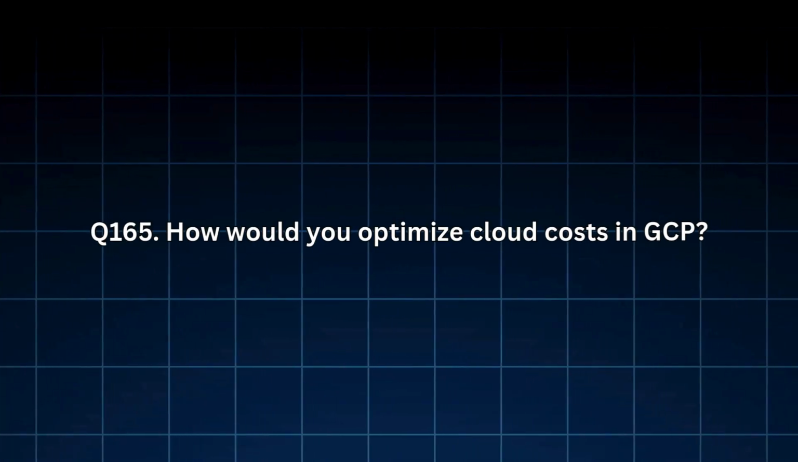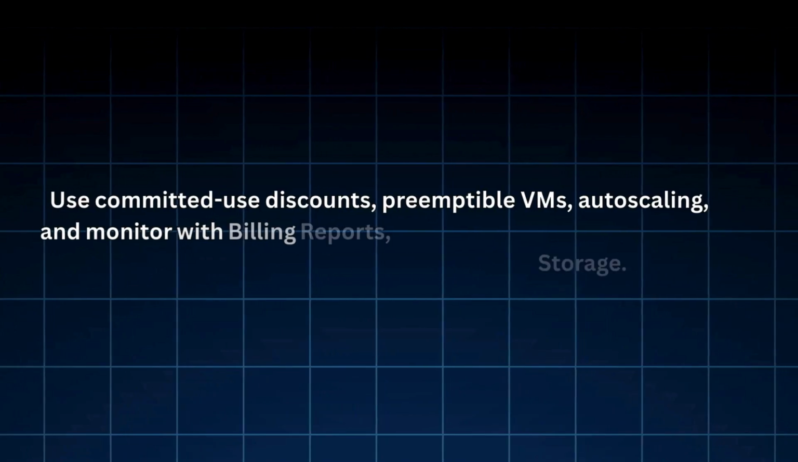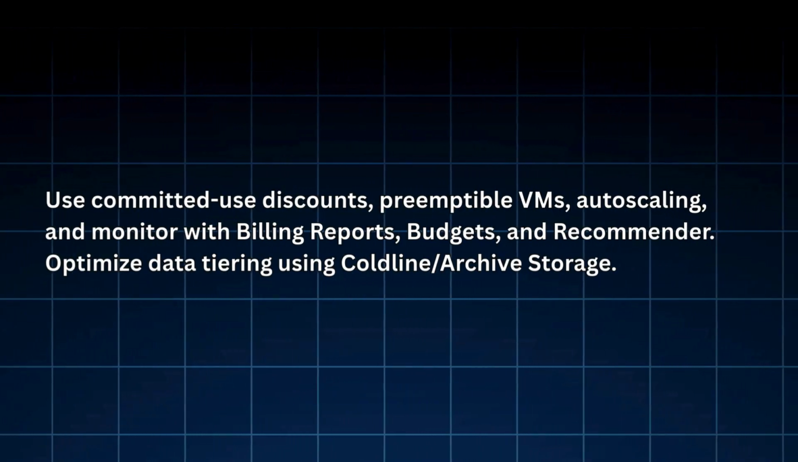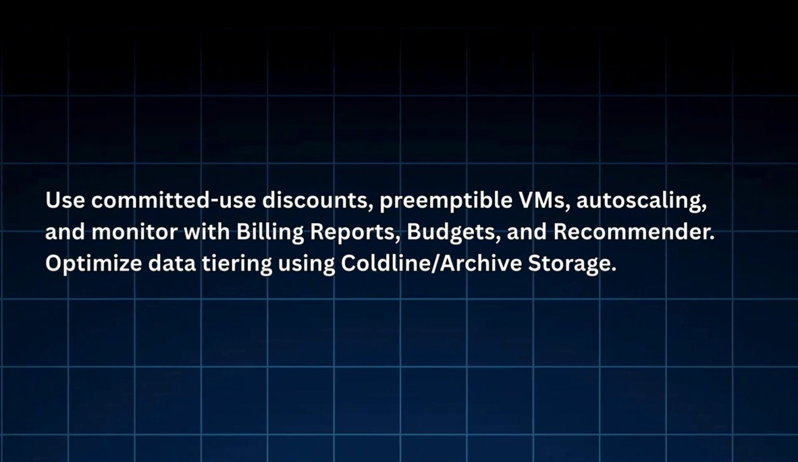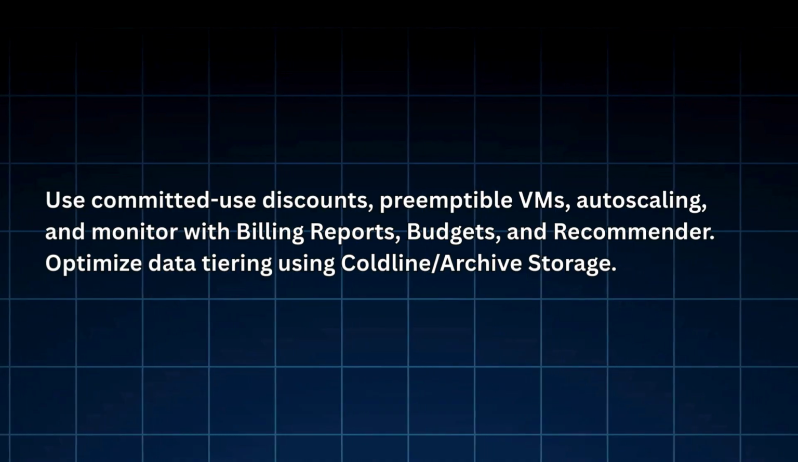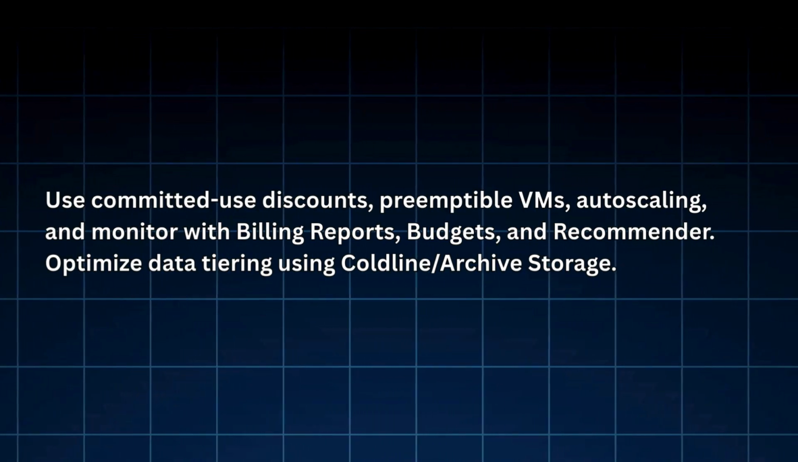How would you optimize cloud costs in GCP? Use committed use discounts, preemptible VMs, auto-scaling, and monitor with billing reports, budgets, and Recommender. Optimize data tiering using Coldline or Archive storage.